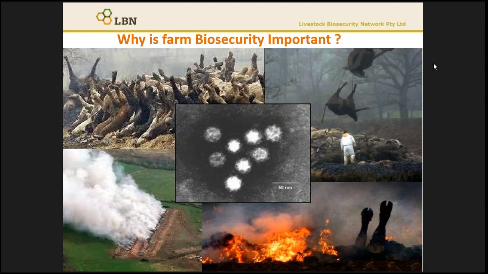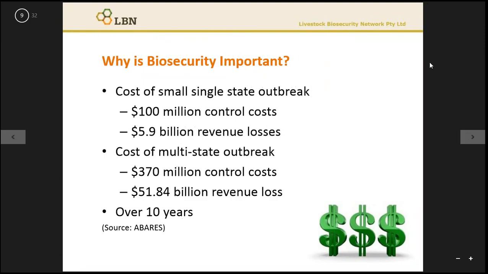Now, we've all seen images of the foot and mouth disease outbreak in the UK in 2001, and it doesn't take much imagination to think how devastating this outbreak would be for the national economy and for the communities affected. And this is in a country without such a strong export focus like Australia. So recent modelling done by the Department of Agriculture in Canberra shows that a small outbreak of foot and mouth disease in Australia, just affecting a single state, could cost approximately $100 million just in control costs and about $6 billion loss of revenue to the livestock industry.